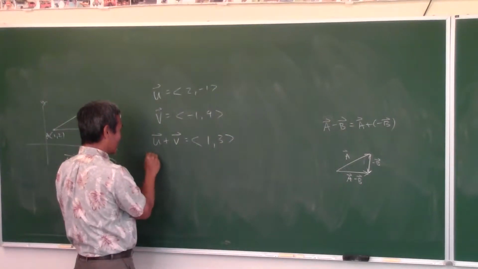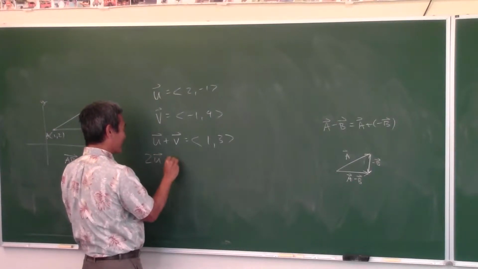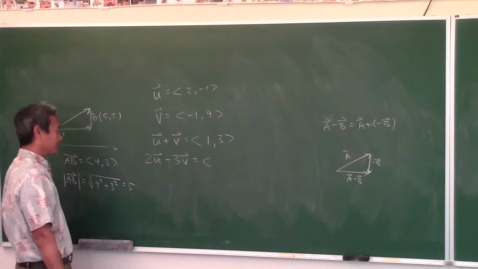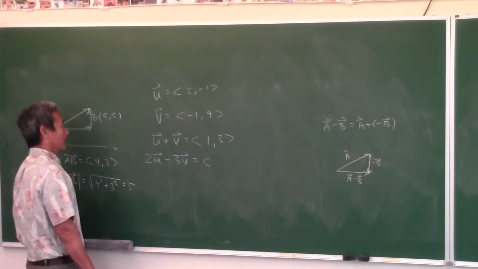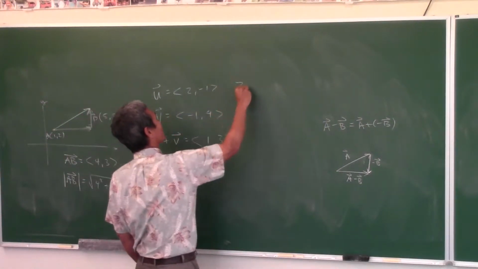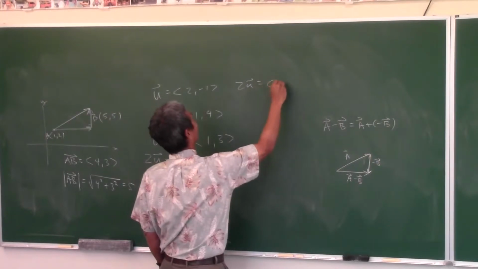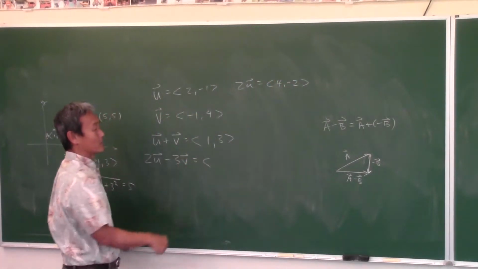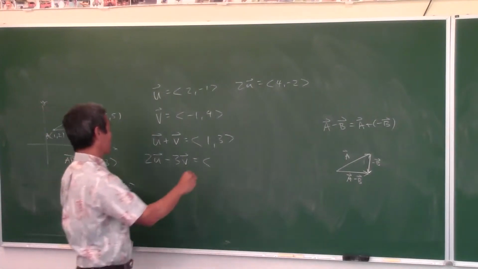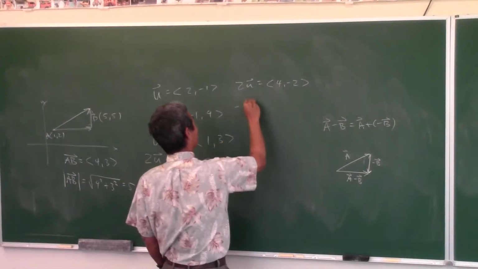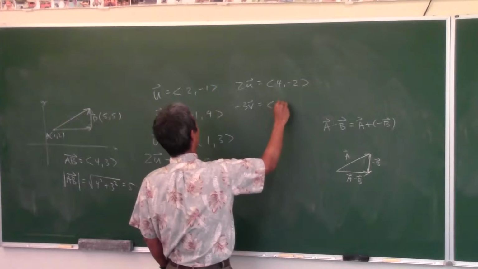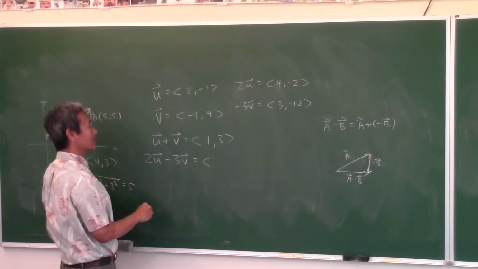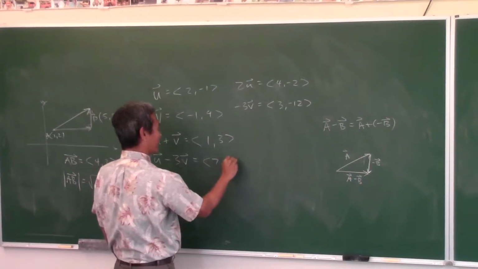And then what is vector 2u minus 3 times vector v? Well, if this is vector u, what is 2u gonna be? 4, -2. To multiply a vector by a constant, you just multiply each component by the constant. What is -3v? 3, -12. And then if you just add the 2, you get 7, negative 14.